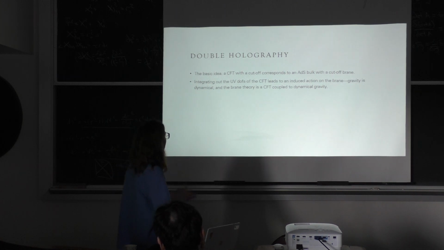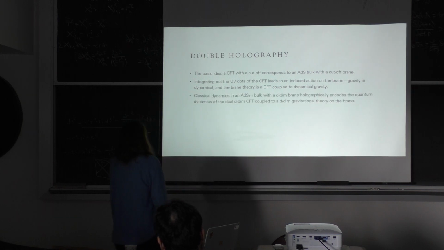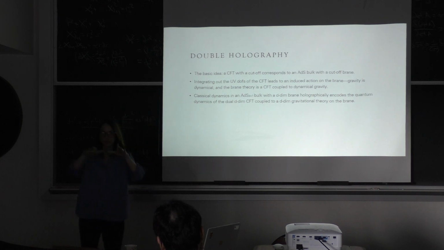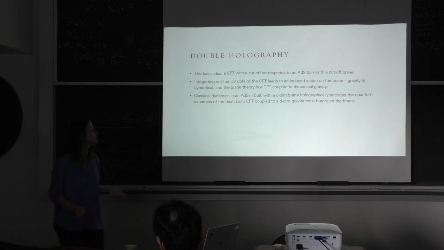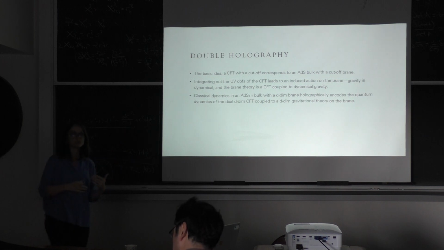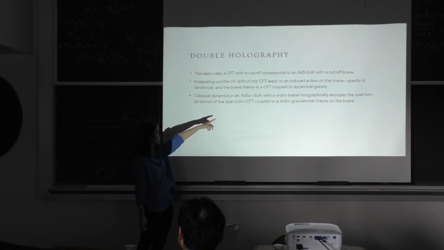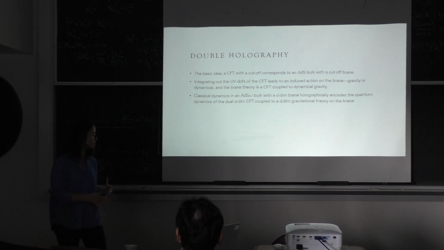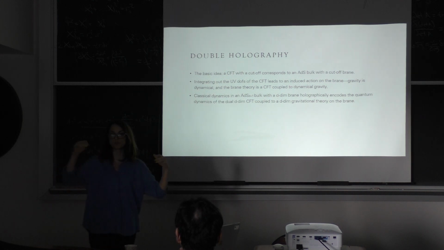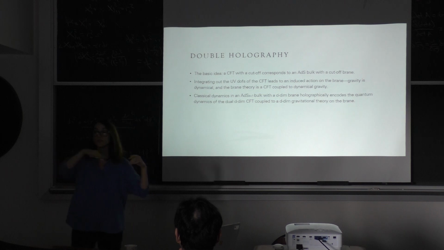So the gravity on the brane is dynamical, and the brane theory is some CFT coupled to dynamical gravity. And crucially now, we have some sort of a theory of gravity which is coupled to quantum matter. So the CFT with the cutoff, so some sort of QFT. And this very complicated theory on the brane is dual to classical dynamics in one dimension higher. Classical dynamics in the higher dimensional bulk holographically encodes all of these quantum corrections or quantum fields that live on the brane. Is this picture clear?